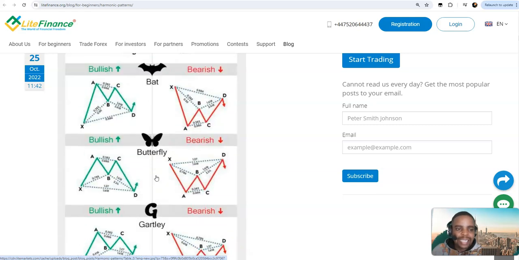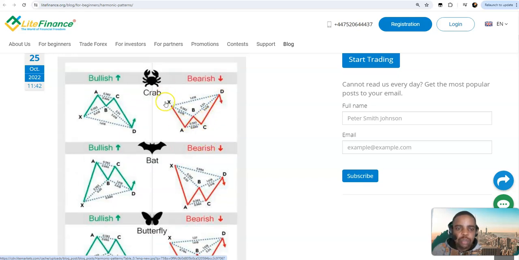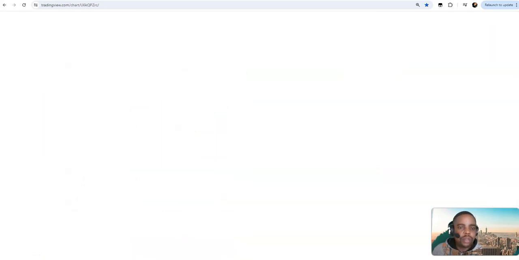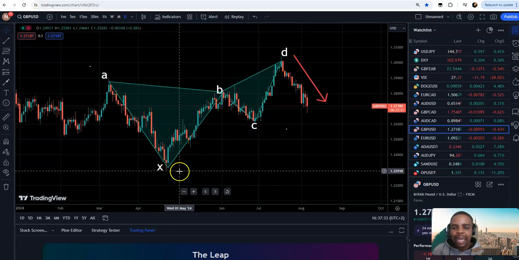They differ, but the most basic thing that you need to realize about harmonic patterns is they will always have an M shape and a W shape. Right now we are dealing with the W shape, which is likely to be a crab pattern on the charts, this one, which is likely to be a crab pattern right here. But now you need to have an experienced eye for this.